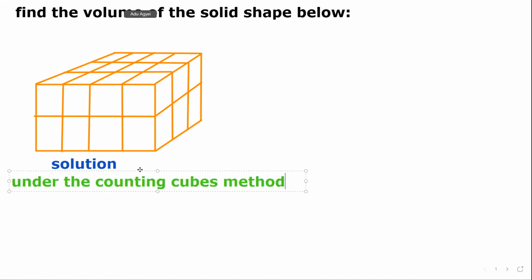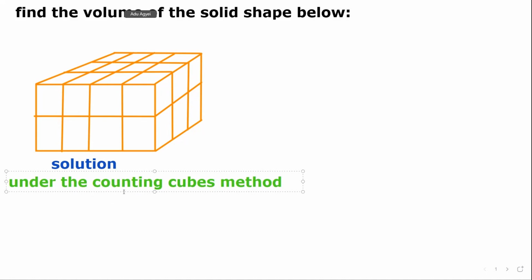So under the counting cubes method, which means you are going to count the number of cubes here. Okay, so the first thing you have to do is what? You identify a cube here.